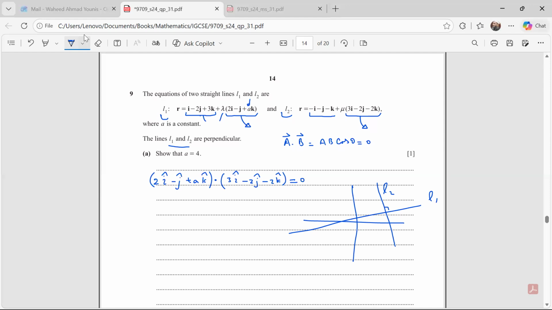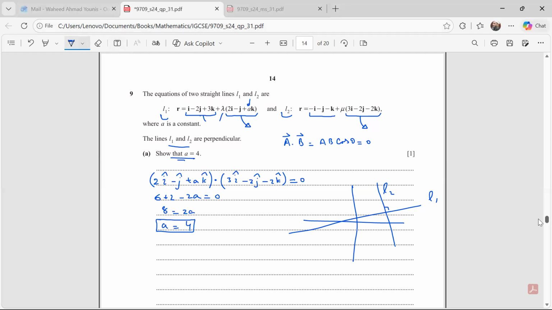If you take the dot product, the coefficient of i multiplies with the coefficient of i. So 2 times 3 is 6. Then minus 1 times minus 2 is plus 2. And a times minus 2 is minus 2a, and it is equal to 0. It means 8 is equal to 2a, or a is equal to 4. So this is my final answer. We had to show that a is equal to 4, so we just proved this. I hope this is clear.